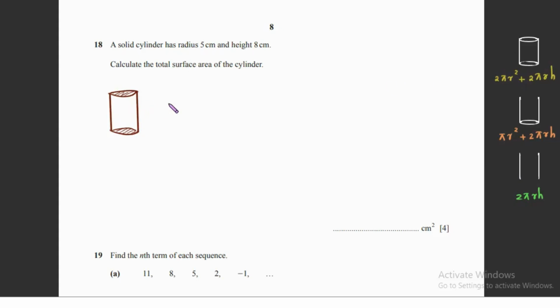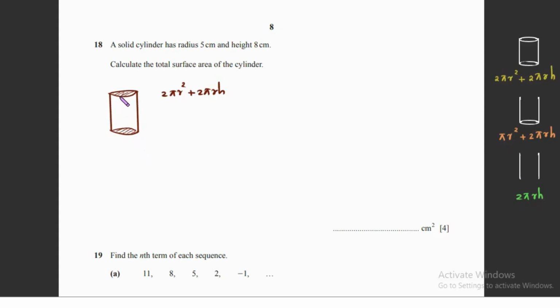Now, if that is the case, then we will have to make use of the formula 2 pi r squared plus 2 pi r h. But if the cylinder is without a top, just like a container without a lid, in that case, it will have only one circle at the bottom. Therefore, we will go with the formula pi r squared plus 2 pi r h.